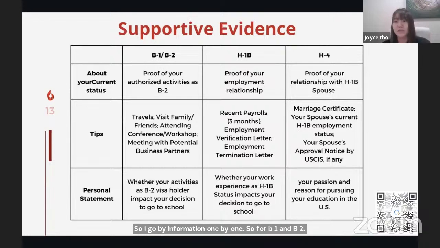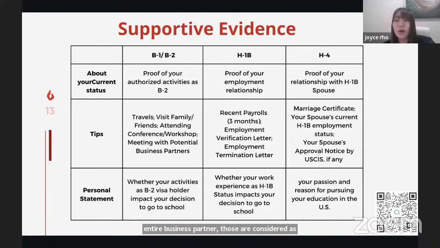To travel as a B1, B2, you have to show that you are engaging in authorized activity as a B2 holder. And authorized activity as a B2 holder means that you were traveling, visiting family or friends, attending a conference or workshop or temporary training, or meeting with your potential business partner. Those are considered approved, authorized activity as a B1 or B2 holder.